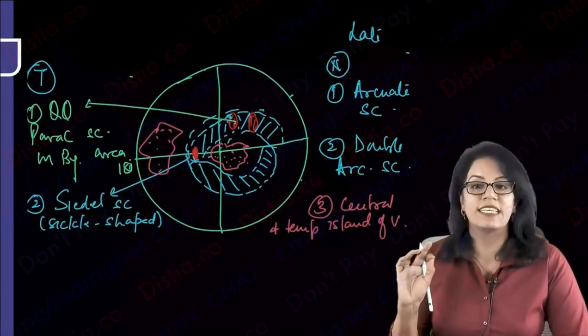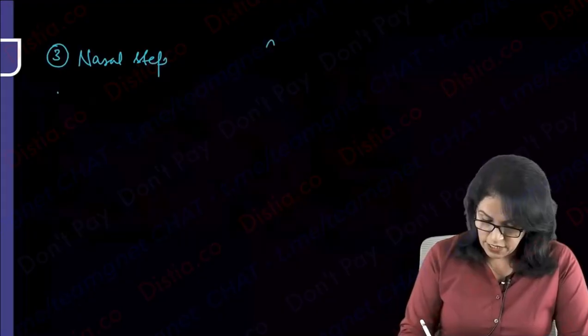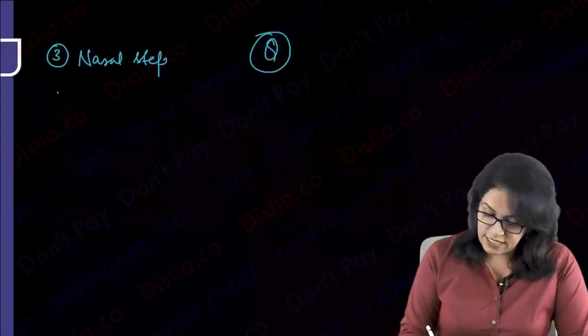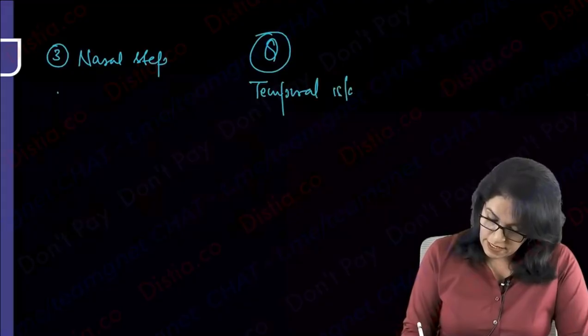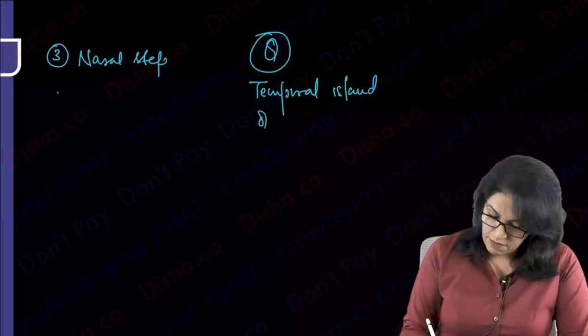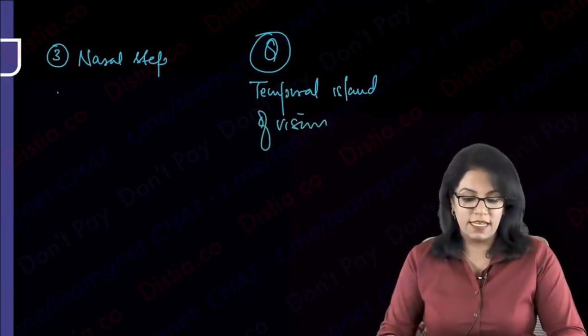What is the next question? Which island of vision stays till last? We will answer, make a Q and write here. Which island of vision stays till last? We will say it is temporal island of vision. Please keep in mind it is the temporal island of vision which will stay till last.